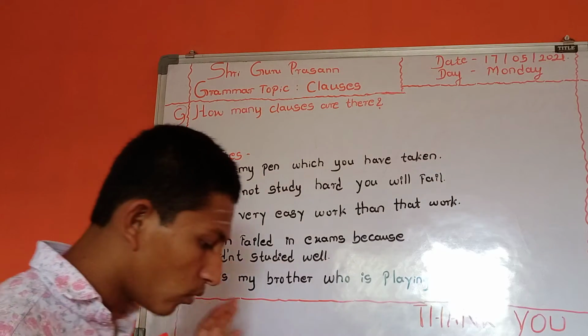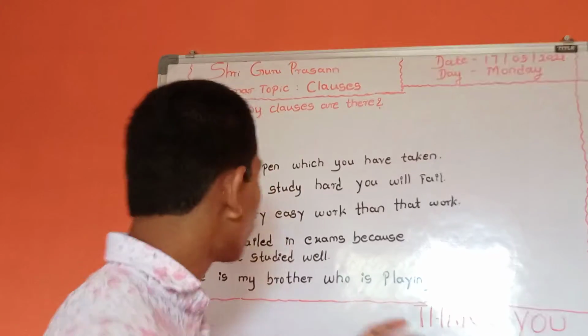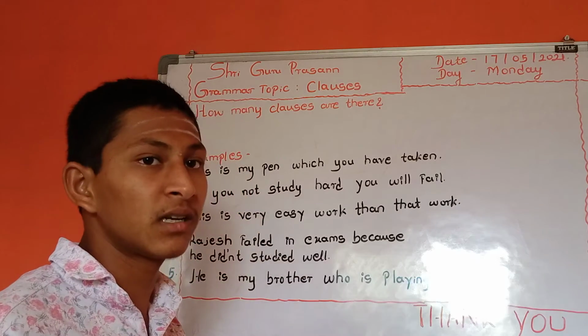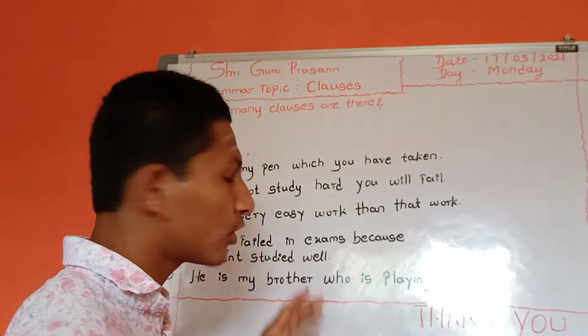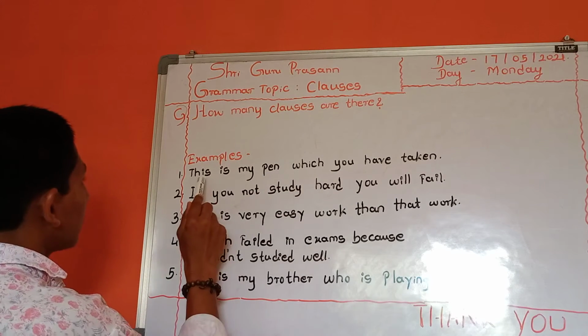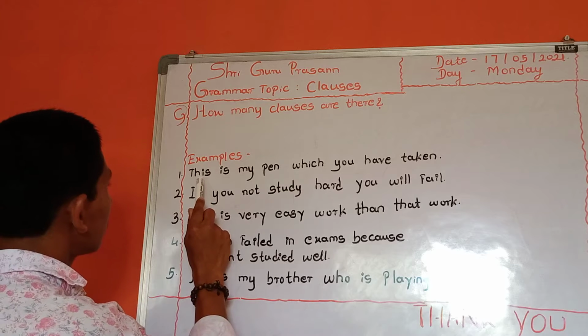So what are dependent and independent clauses? First I will show you the examples, and through the examples you will understand clearly. I will elaborate after showing the examples. As you can see here, I have written five examples. I will read them.